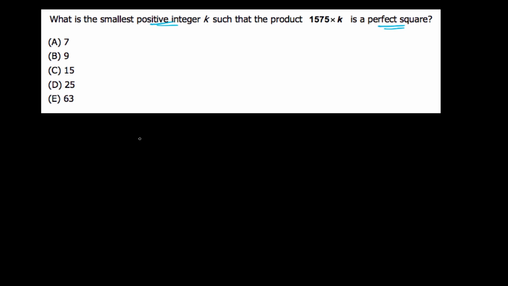A layman's way of explaining it is that a perfect square is any number that can be written as the square of an integer. Let me write that down, because if I'm only saying it, you might not really get the picture. So a perfect square is any number that can be written as the square of an integer.